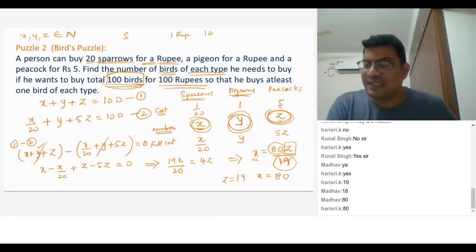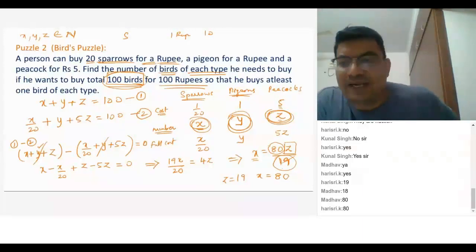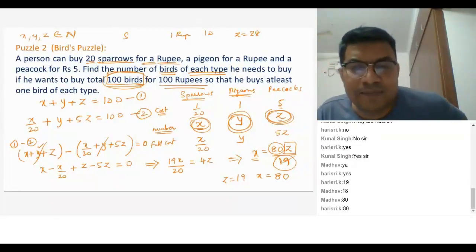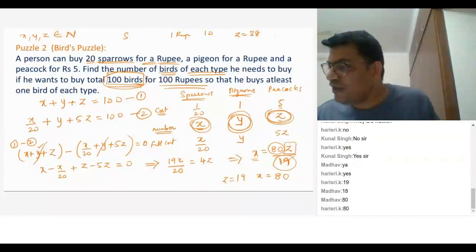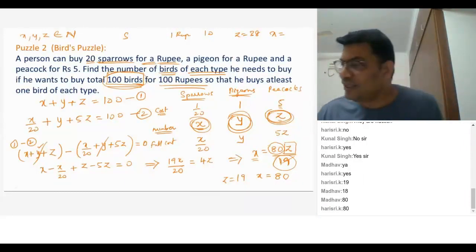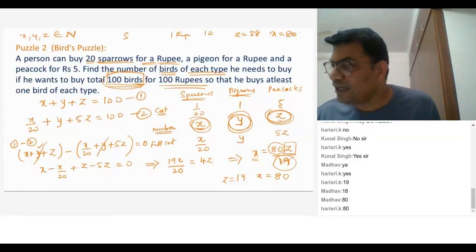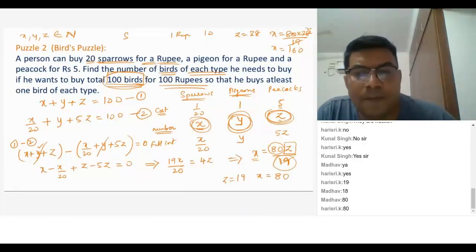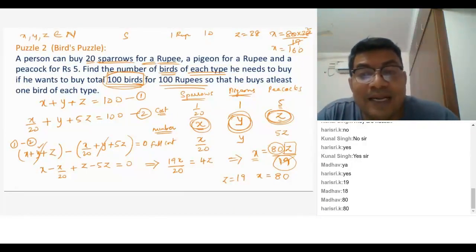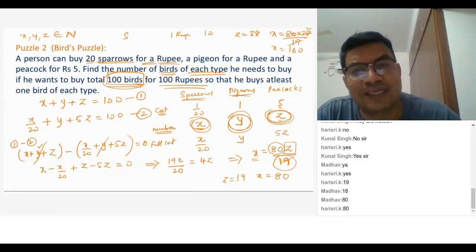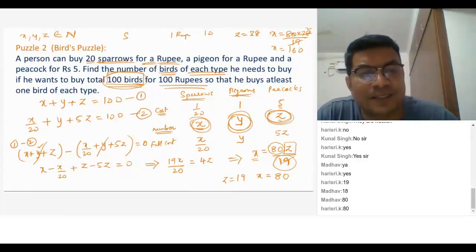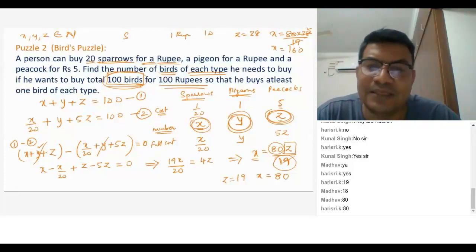Now tell me, you said z is 19, instead of 19, let's assume for a moment I take z is equal to 38, the next multiple of 19. If I take z as 38, tell me the value of x. So in that case, it will be 80 into 38 by 19. 19 ones are, 19 twos are, but x will be 80 into 2 will be 160. Yes or no? Yes, sir. But can x be 160? Can I take the value of x to be 160? No, sir. Why can I not buy 160 birds?